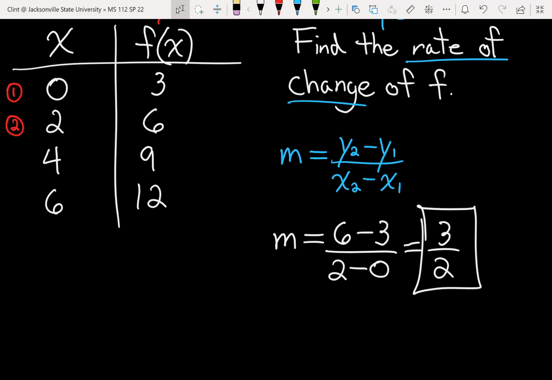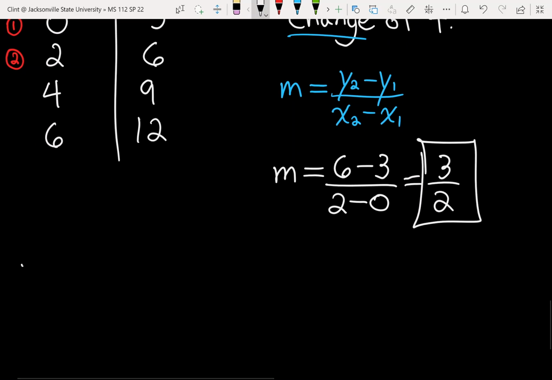And then the next thing we would want here is we would want to write down the function.